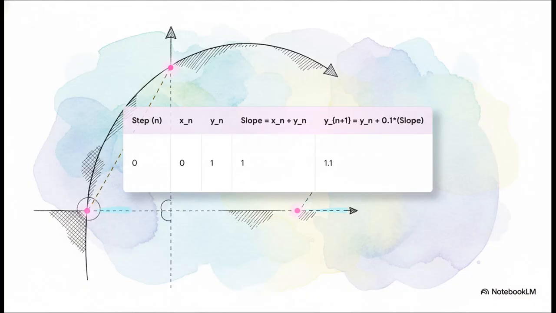All right, let's do the first step. We start at x equals 0, y equals 1. What's the slope there? Easy, it's x plus y, so 0 plus 1 is 1. Now we plug it into our recipe. The new y is the old y, which is 1, plus our step size, 0.1, times that slope of 1. Do the math, and we get 1.1. That's our very first approximation.